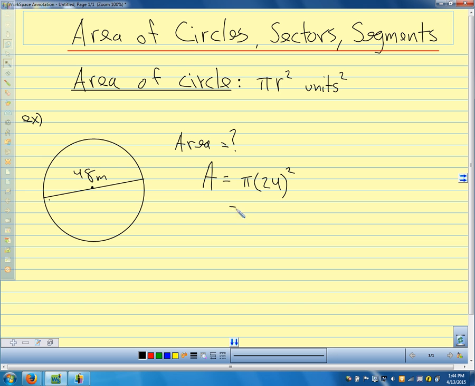All right, so if I calculate this out, I get 576. 24 squared is 576 pi. And that would be my exact answer, or my answer in terms of pi. 576 pi square meters. And if we wanted an approximation rounded to the tenth, that's about 1809.6 square meters. And I just get that by multiplying 576 by pi. So, circle is nice, friendly, pretty easy.